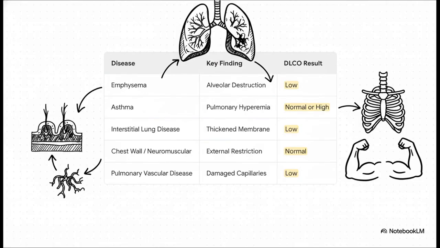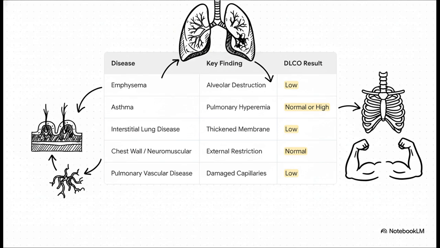Now, this is where the DLCO really shows its power. It helps us tell apart diseases that can look almost identical on basic spirometry. For instance, think about obstructive diseases. A low DLCO points right to emphysema, where you're actually destroying the lung surface. But in asthma, the DLCO is often normal or even high.